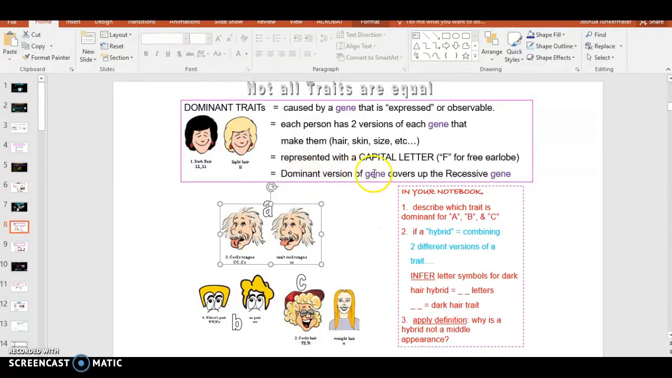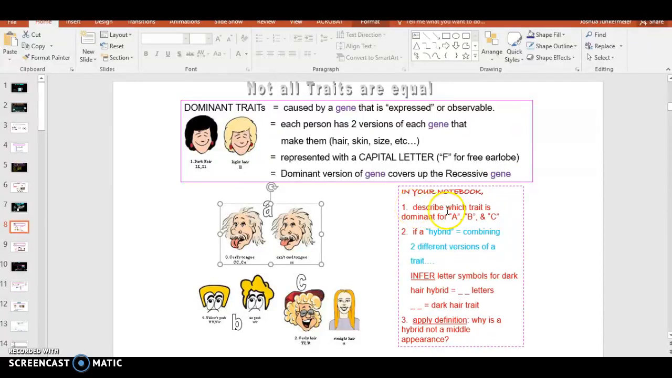It says the dominant version of a gene covers up the recessive gene. So if you inherited a dominant version of a gene, it will show up. You'll see it, whatever you see in the person will show up, even though they have another version that's recessive, it just doesn't show up. It's covered up by the dominant version.